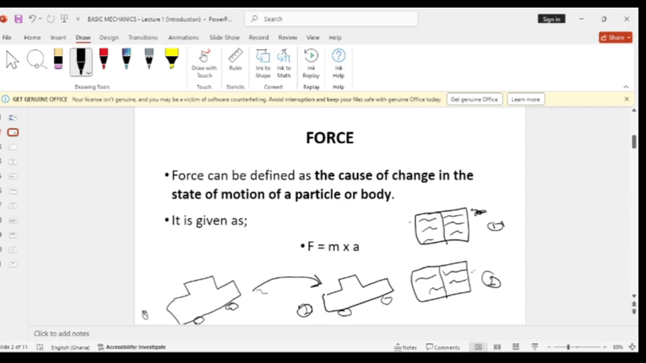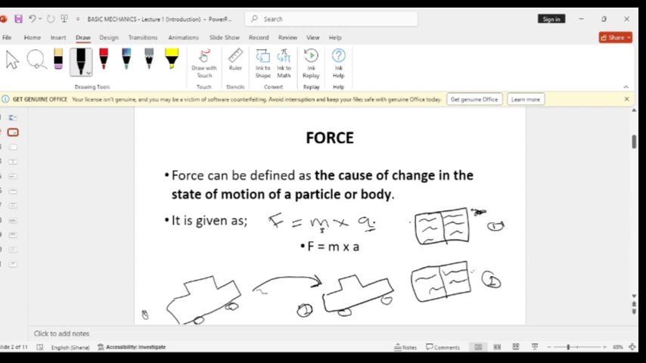So a force is given by F is equal to ma. That is, force is the product of mass times acceleration. Let me write it again for you. Force is equal to mass times acceleration. When you multiply the mass of a body by its acceleration, it gives you the force which has been applied.